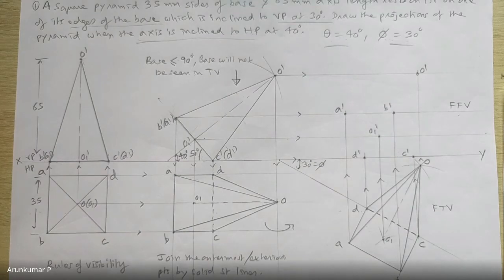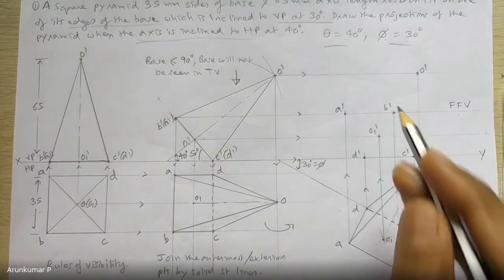Now this view would be very interesting because it is completely different, and this will give you the exact idea of how beautiful this projection of solids is if done properly and correctly. How you will get the view in the final front view. Okay, so now apply the rules of visibility. Apply the first rule. What is the first rule? Join the outermost exterior points by a solid straight line. This is the first rule.